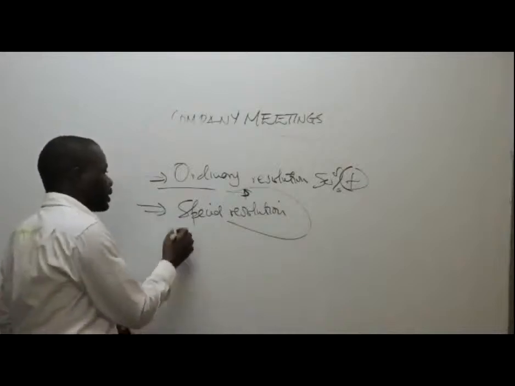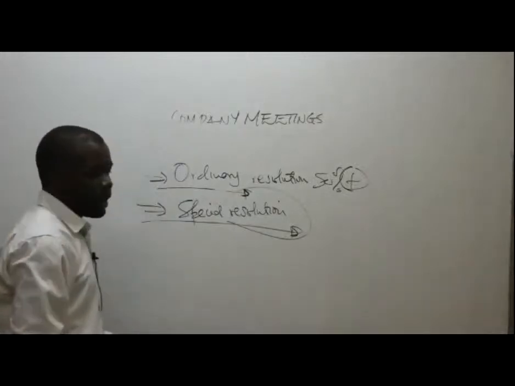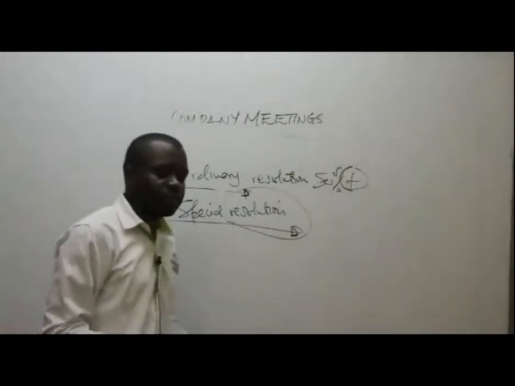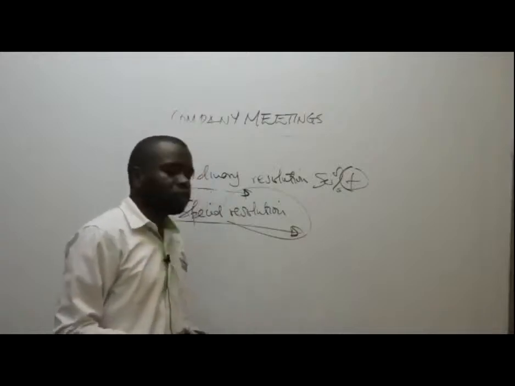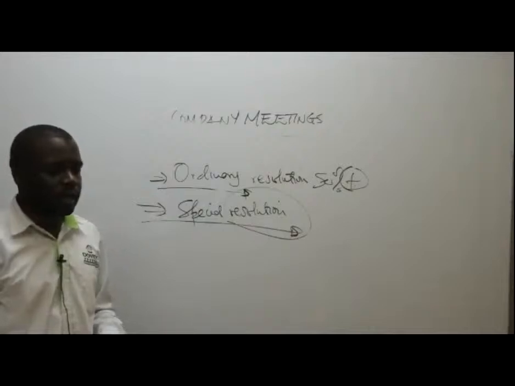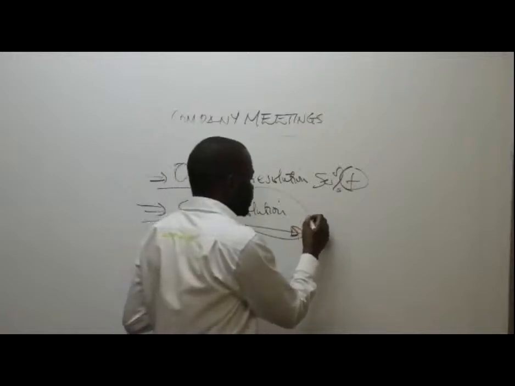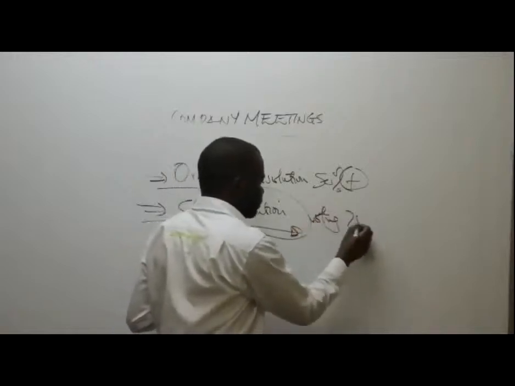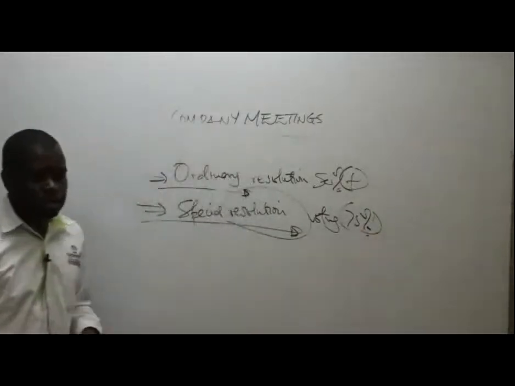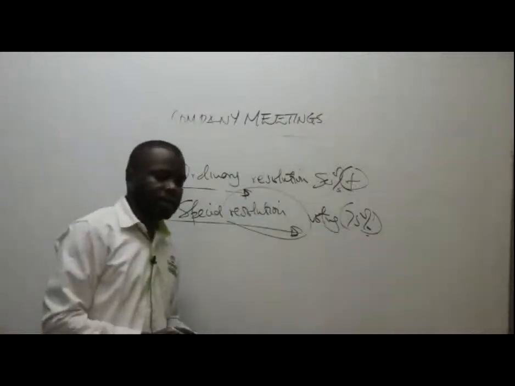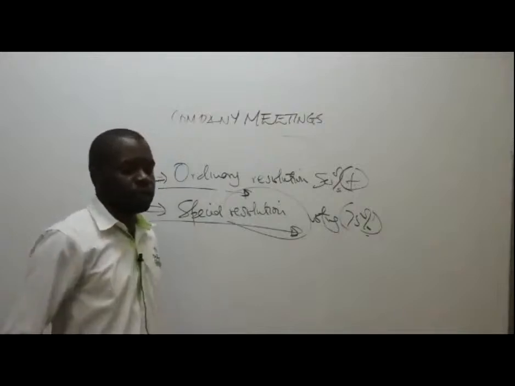A special resolution is one that the teacher has talked about, for example, under that case of class meeting, that requires a supermajority of at least 75% of the voting rights, or members who hold the voting rights of at least 75% to be able to approve. So it is one that requires at least members who hold voting rights of 75% to be able to approve.